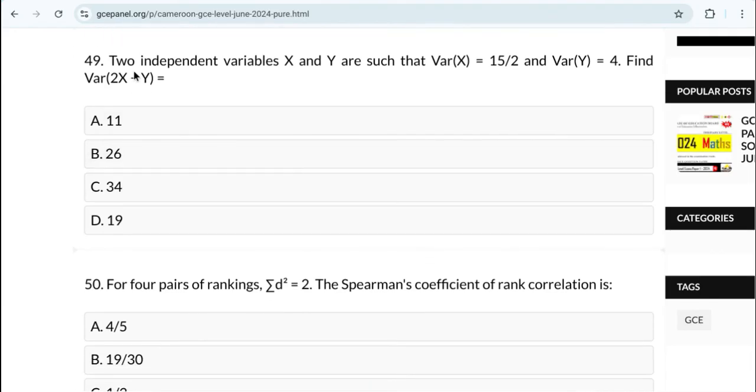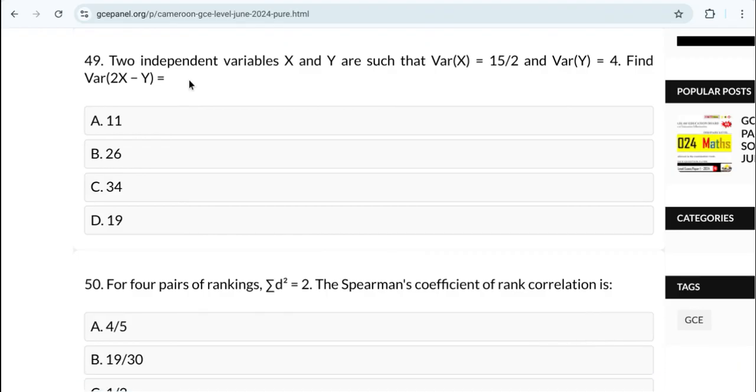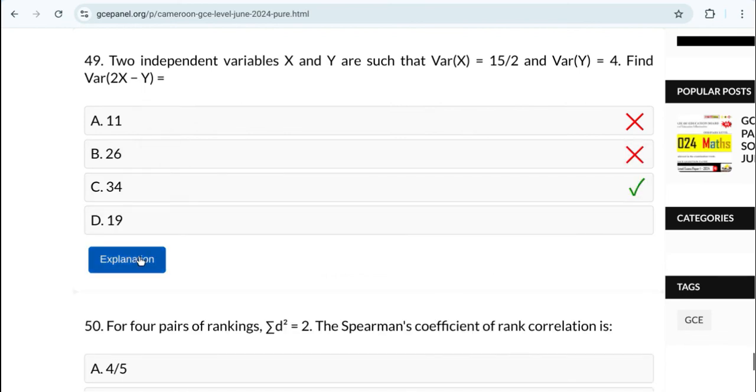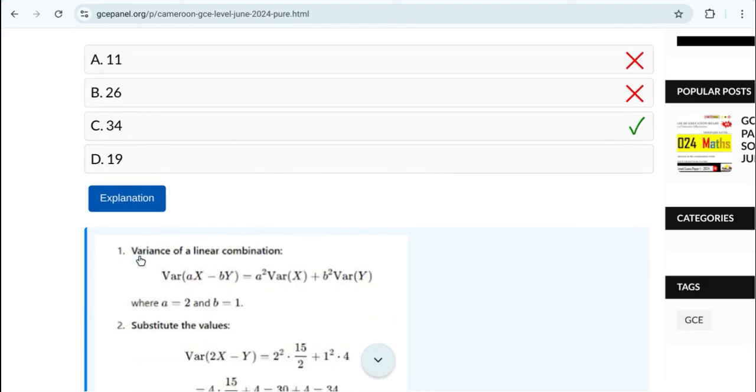Question 49. Two independent variables x and y are such that var x equals 15 on 2, var y equals 4. Find var 2x minus y. So let's see what the key was in this question. Okay, it was 34. So to find the variance of this, var ax minus by is the same as a squared var x plus b squared var y.